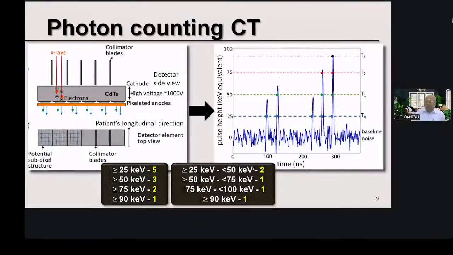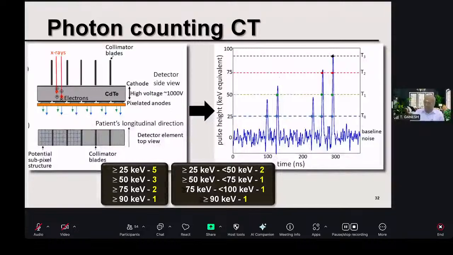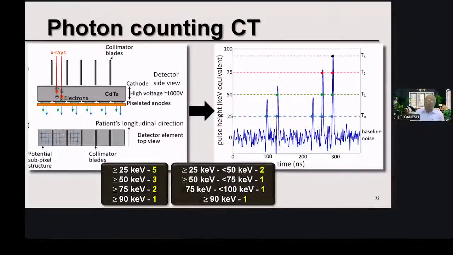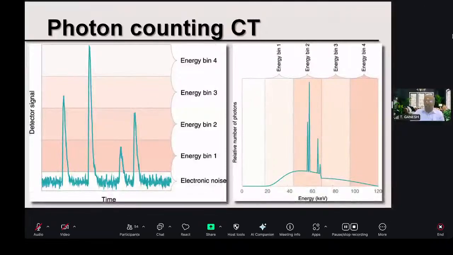So this is how the energy bins work, and the incoming X-ray photons, as they are detected, the counts are allocated to the respective energy bins. Now this is the most important information that the spectral photon counting CT can give, and this is where the advantage of the photon counting CT lies.